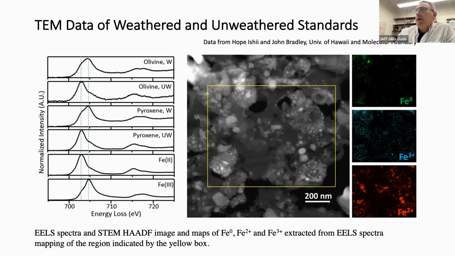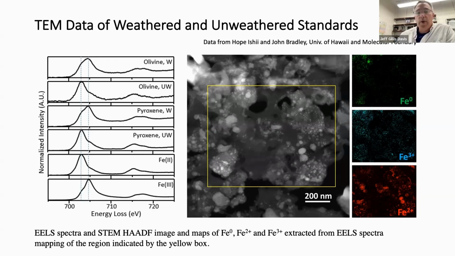The EELS spectra, you can see for the unweathered materials, it's a sharper peak at a little over 705 eV. And as we laser weather the material for olivine and pyroxene, the energy spectra broadens and moves to longer wavelengths, showing a series of oxidation states that are still present.